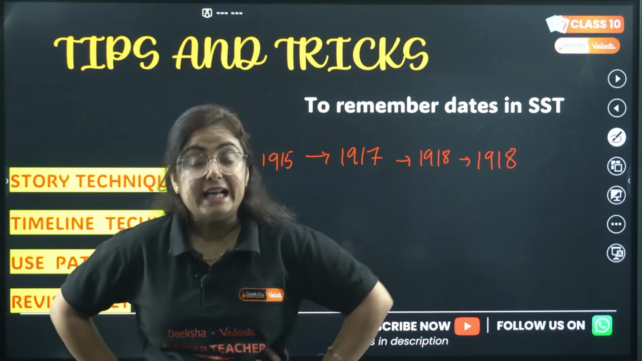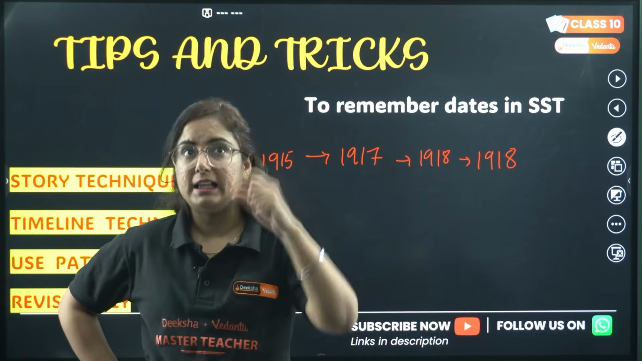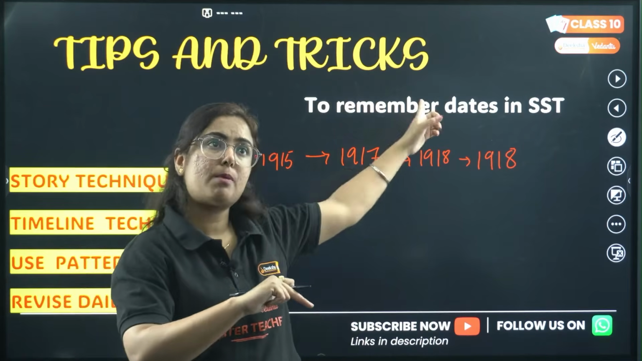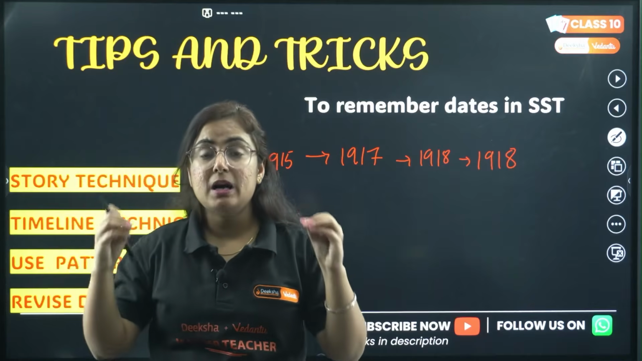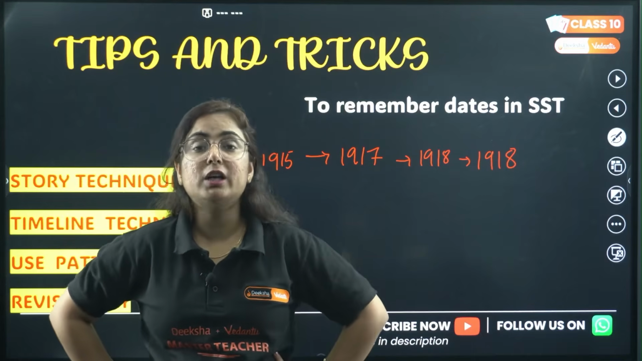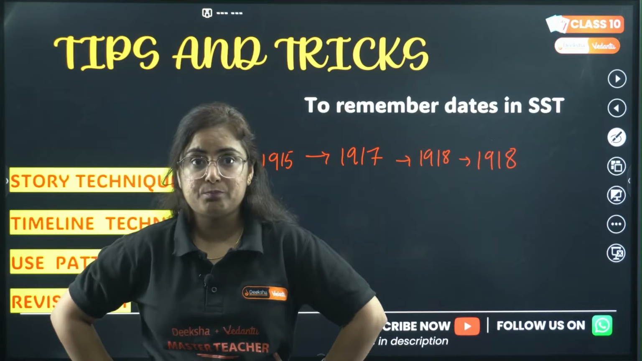Now link it with the story. Gandhiji came, then he went to Champaran, then he went to Kheda. Okay, make a map fast and make it in your mind. Play that in your mind.